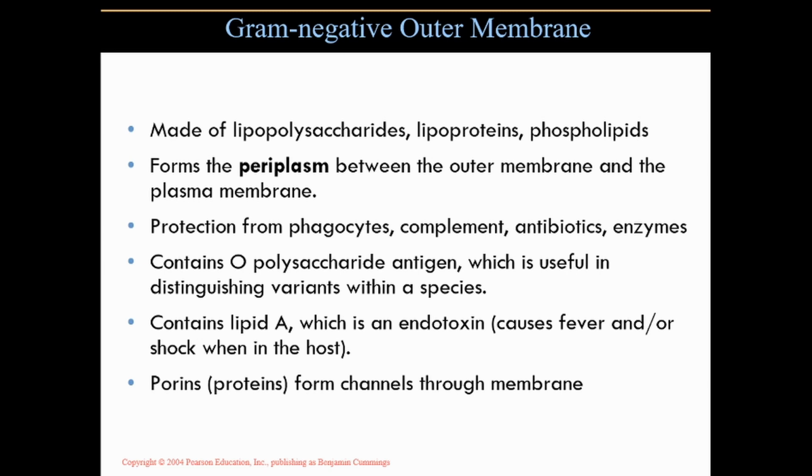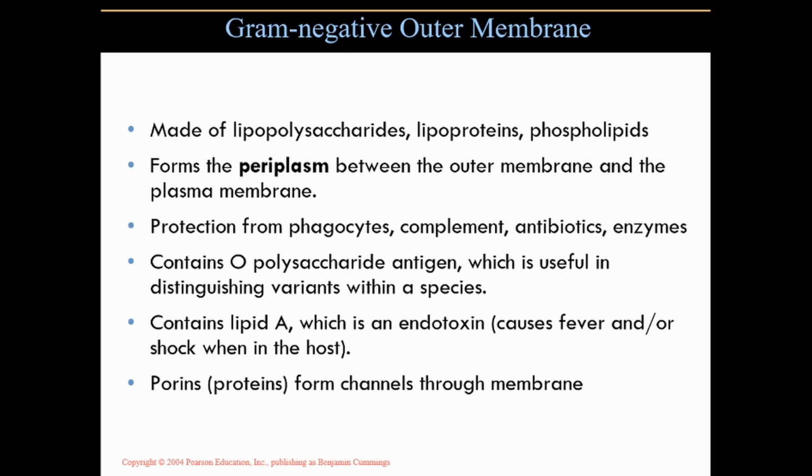What does this outer membrane do for the cell? It protects them from phagocytes, so white blood cells, macrophages, complement proteins, which are useful in puncturing holes in cell walls, antibiotics, and enzymes which can degrade peptidoglycan very easily, like the enzyme lysozyme. Gram-negative bacteria have the benefit of this outer membrane, and so they're resistant to these things.